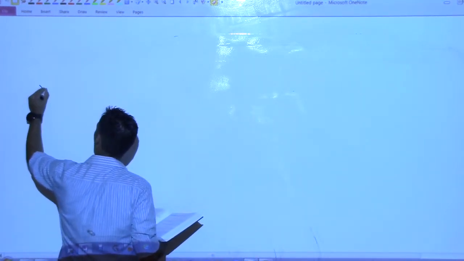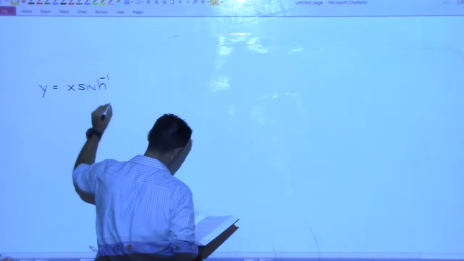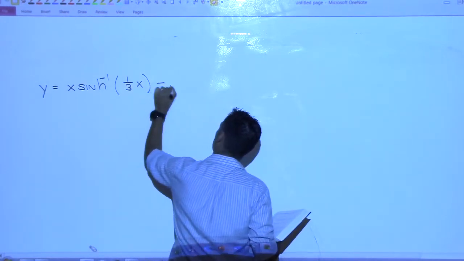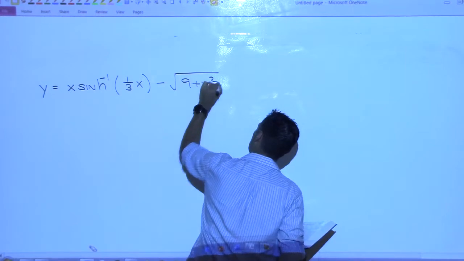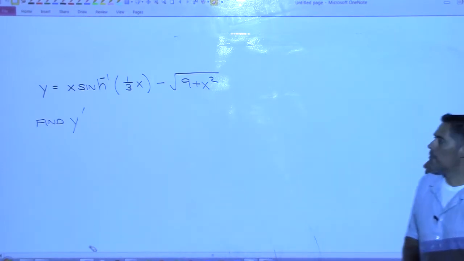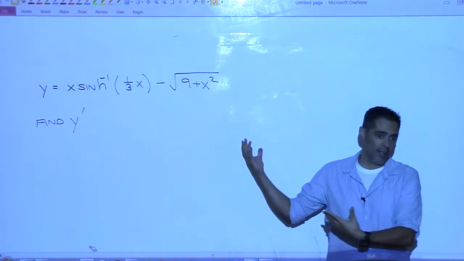Now, what I would ask you is something like this. I'm just grabbing one here. If y equals x sine hyperbolic inverse of 1/3 x minus the square root of 9 plus x squared, find y prime. So that is a problem out of the book. That's a homework problem. I have not shown you anything like this, right?